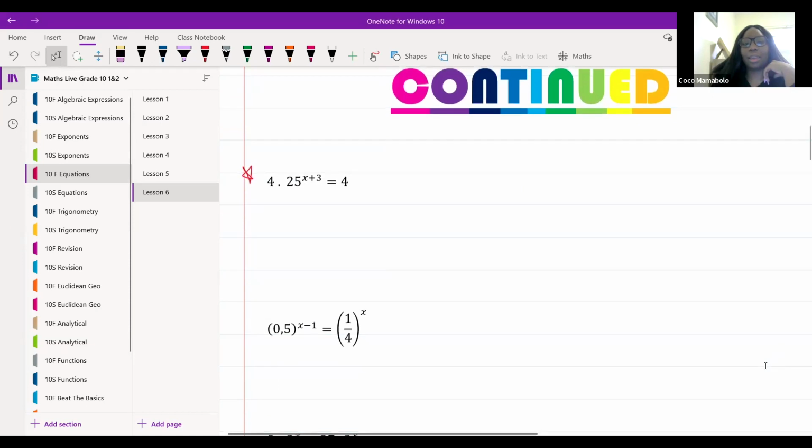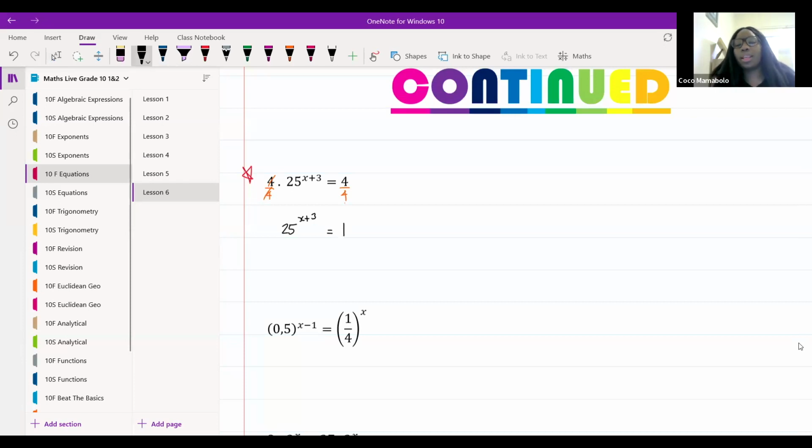All right, that's time. Let's have a look at this question, and I'm going to put the next one up on the screen as well as we go. Okay, so I know that I'm going to divide both sides by 4. Those two will cancel. And on this side, we'll have 25 to the power of x plus 3 is equal to 4 divided by 4 is going to give us 1.